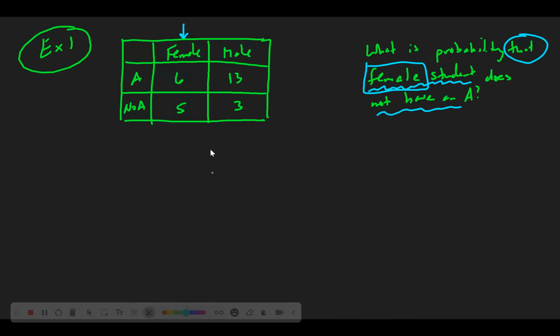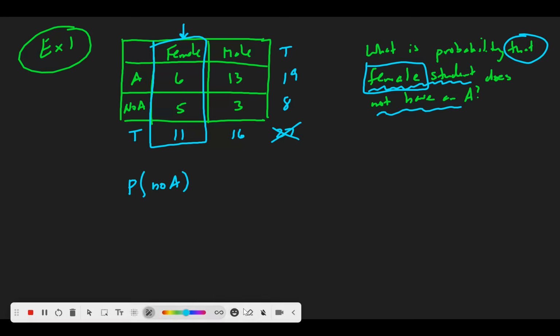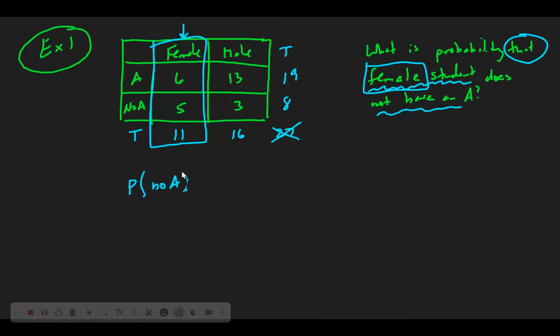When I look at this table, the first thing is let's fill out the totals. Let's put a T here and a T there for total. Let's add down: we get 11, we get 16. Let's add across: we get 19 and we get 8. Either add down or add across, you get 27. Now again, we're not going to look at that 27. We are focused on just the female column only. So we want to find the probability that this person has no A, given that they are female.